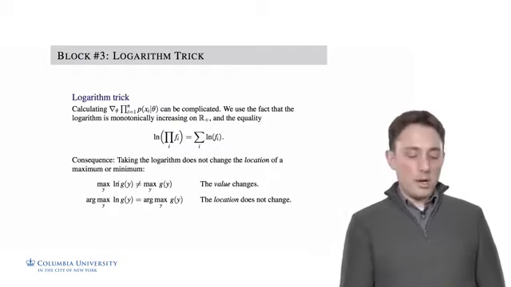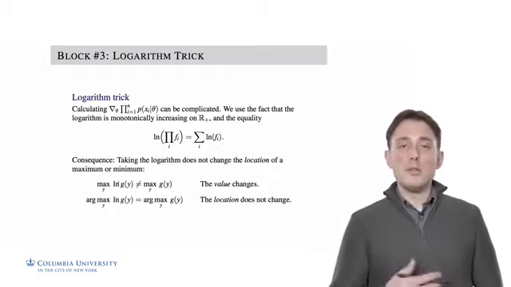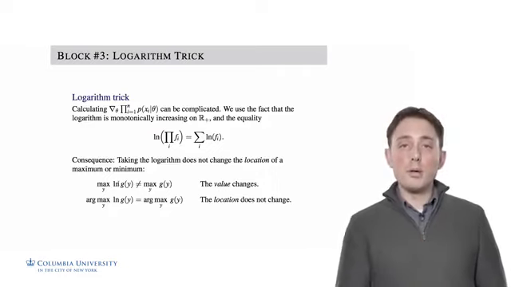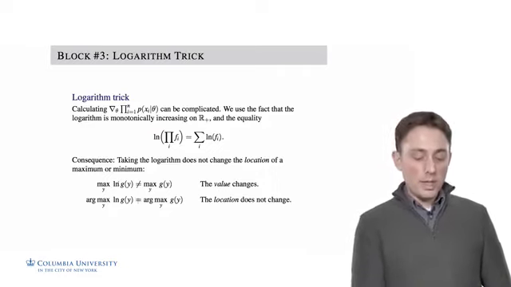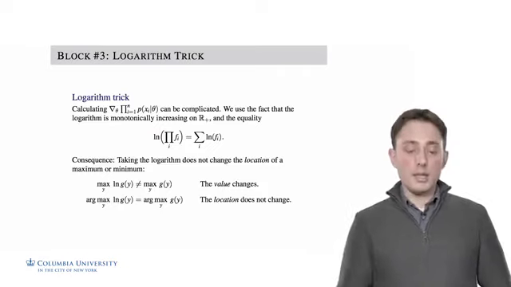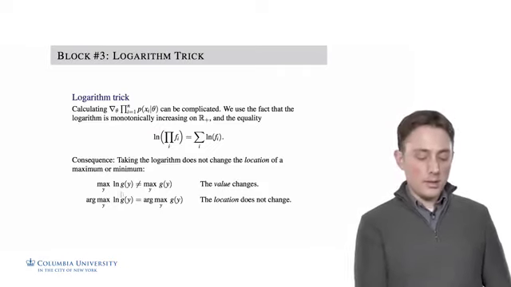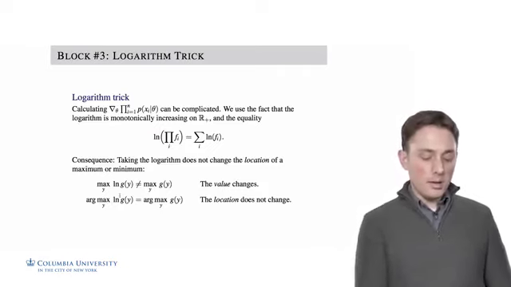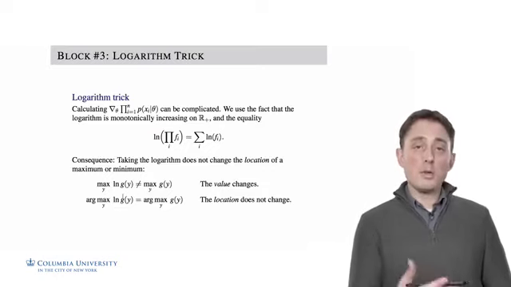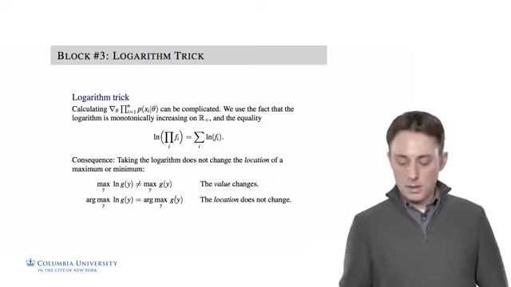And since we only care about the location of the maximum, because that's going to be the parameter, we can use this fact that the location that maximizes the log of our joint likelihood is equal to the location that maximizes the joint likelihood.